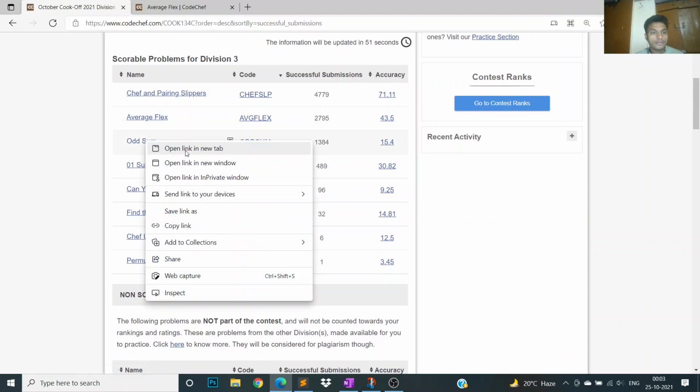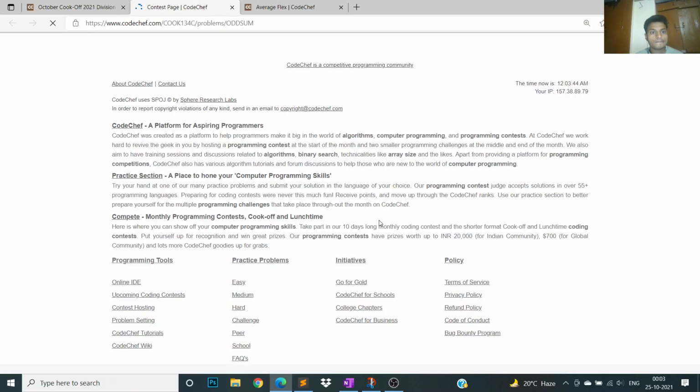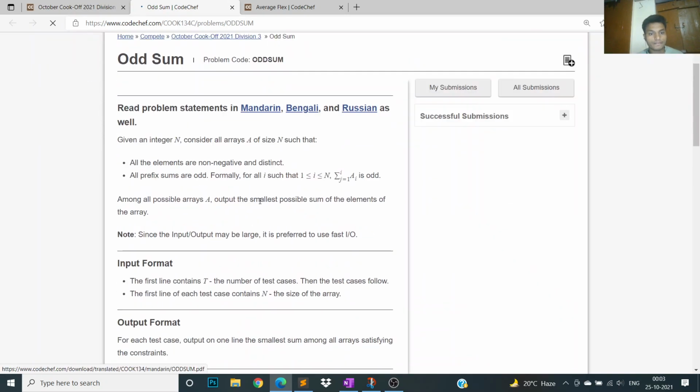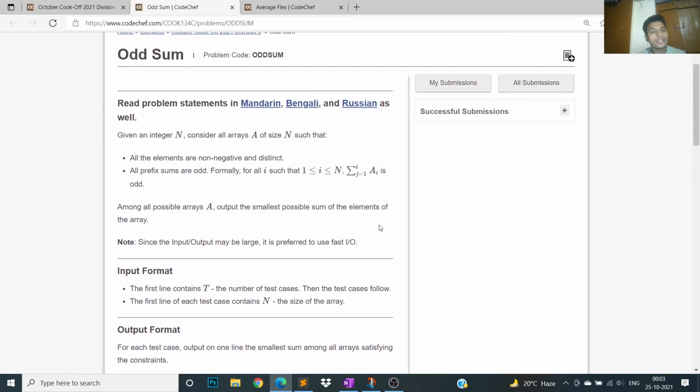So for the third one, Odd Sum. We are given an integer N. Consider all arrays A of size N such that all elements are non-negative and distinct, and all prefix sums are odd. Among all possible arrays A, output the smallest possible sum of the elements of the array.